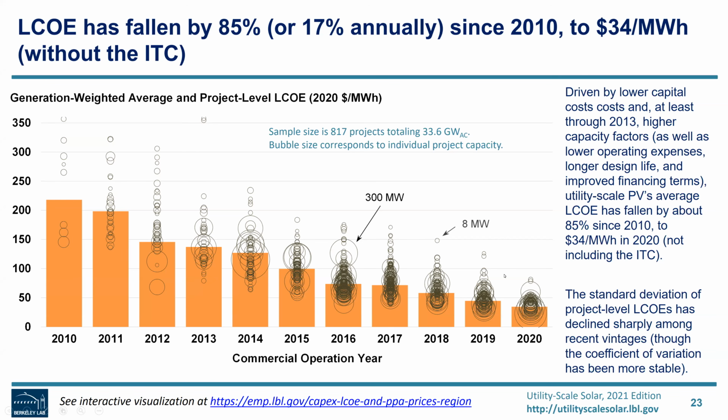The bubbles here represent individual plant capacities. One thing you might notice here is what appears to be economies of scale, in the sense that we see the larger bubbles trending towards lower LCOEs in most cases, whereas the outliers on the high side all tend to be pretty small projects.